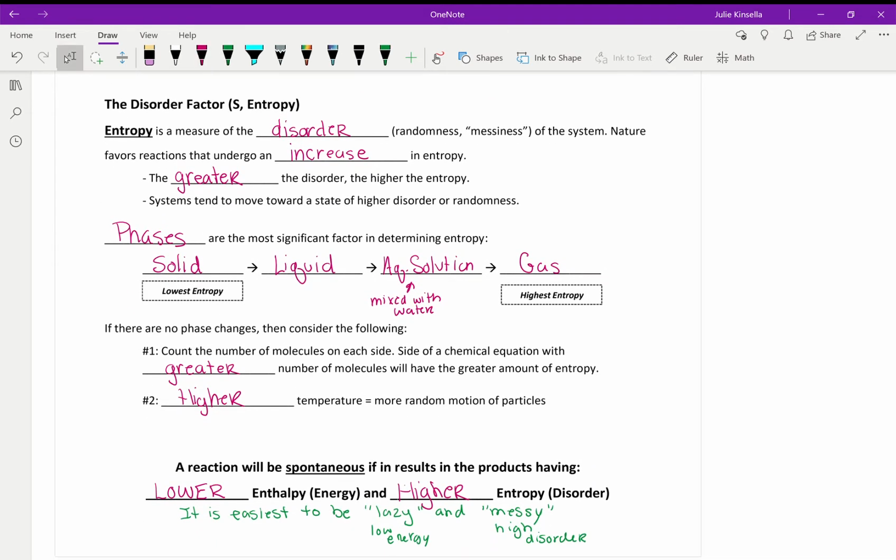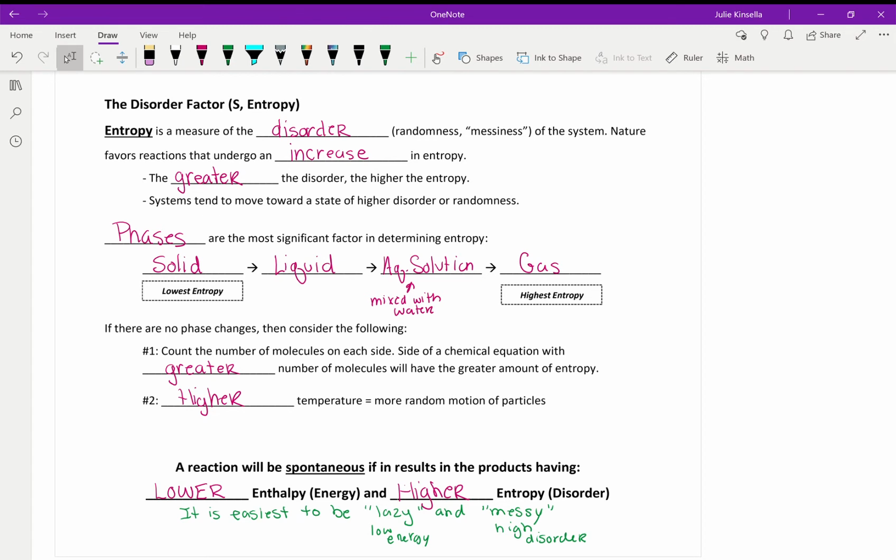Entropy is the disorder factor. We use a capital S for entropy. Entropy is a measure of the disorder, the randomness, the messiness of the system. I think the classic example that a lot of chemistry teachers use is to think of your bedroom. If you do not put any effort or energy into your room, over the course of the week, it is going to slowly become messier and messier.